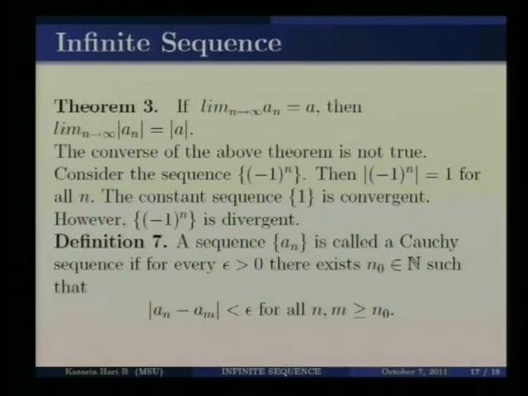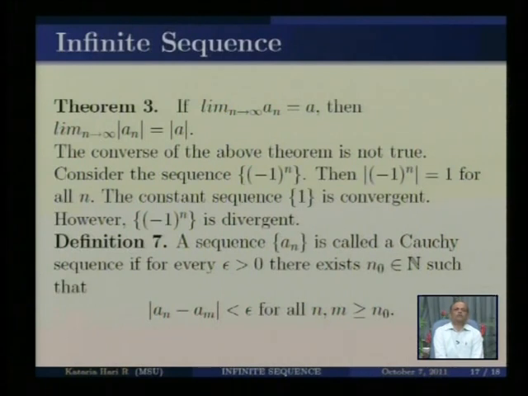Now theorem 3: if the limit of an is a, then the limit of mod an is mod a. However, the converse of the above theorem is not true. For example, if we have the sequence minus 1 raised to n, then the absolute value of this is 1 for all n, and that is a constant sequence 1 which is convergent. But the original sequence, minus 1 raised to n, is a divergent sequence.